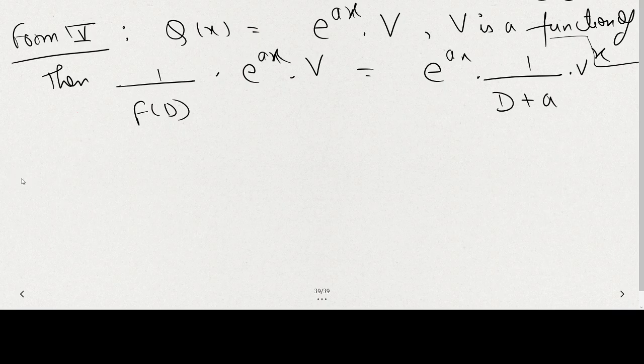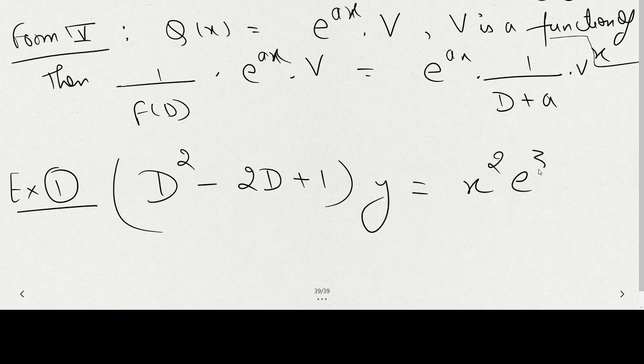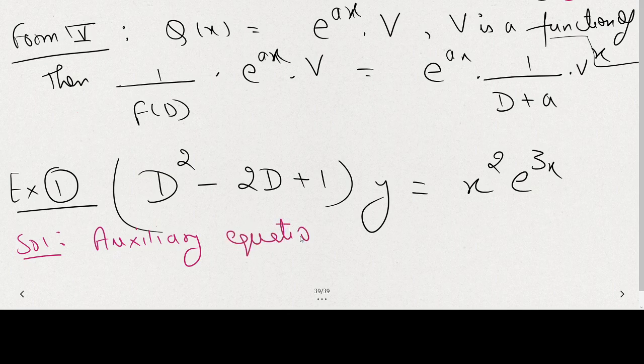Let's do one example. Example 1: if we have (D² - 2D + 1)y = x² e^(3x). First we're going to find the CF. For CF you have to write down the auxiliary equation. First of all, you have to write down the auxiliary equation. So the auxiliary equation is D² - 2D + 1 = 0. That will be the auxiliary equation.